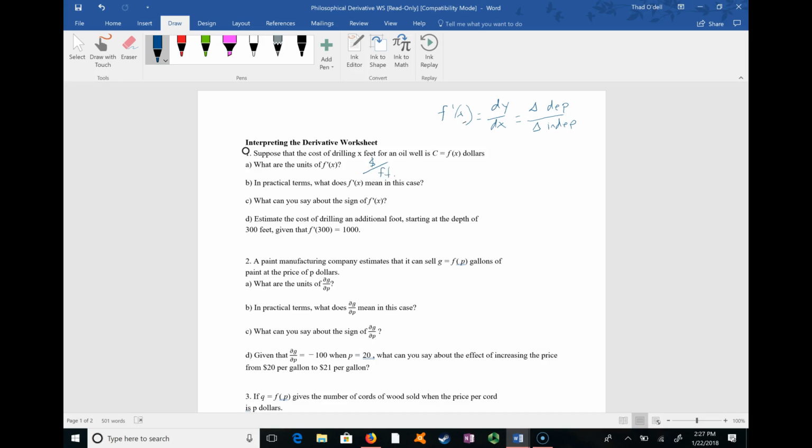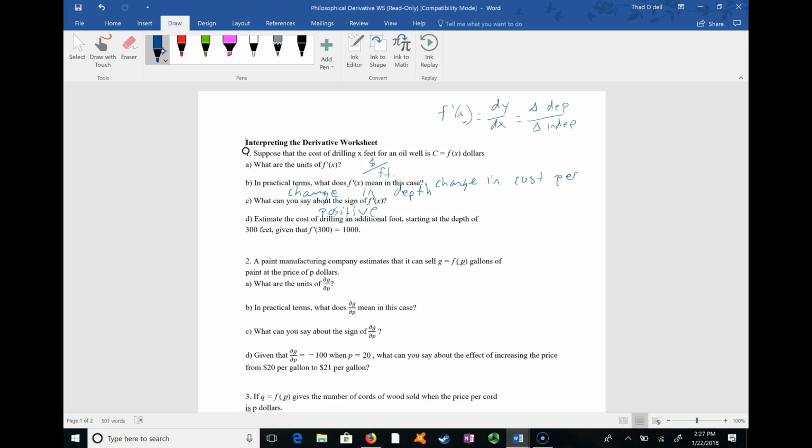In practical terms, what does this f prime of x mean? That would mean that it's telling me the change in cost per change in depth. So it's approximating how much it'll cost me to go another foot. What can you say about the sign? This is definitely positive. The further I dig, the more expensive it gets.